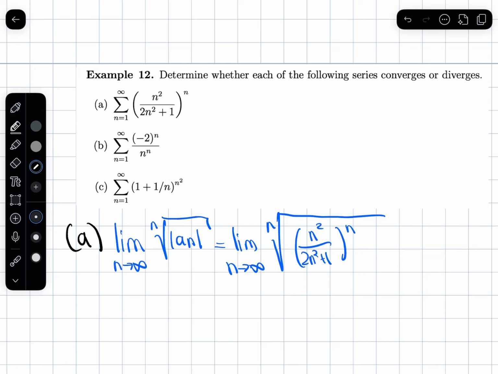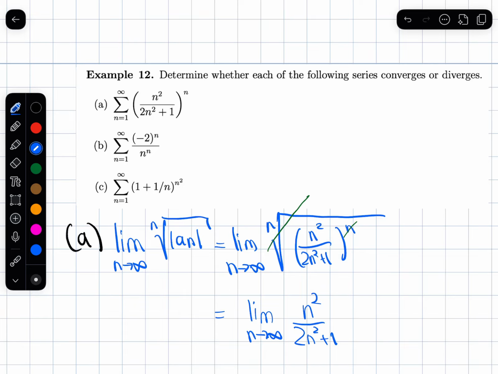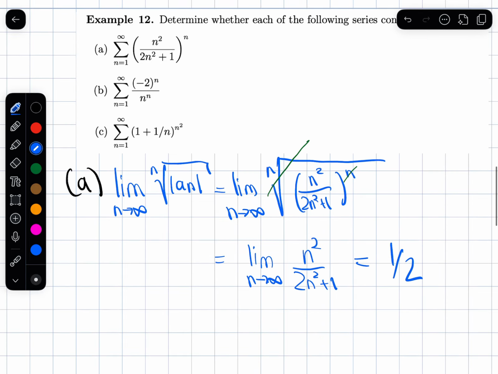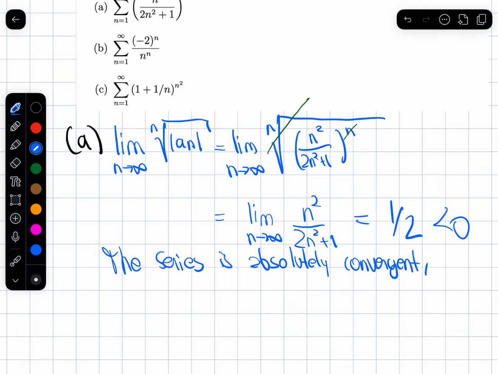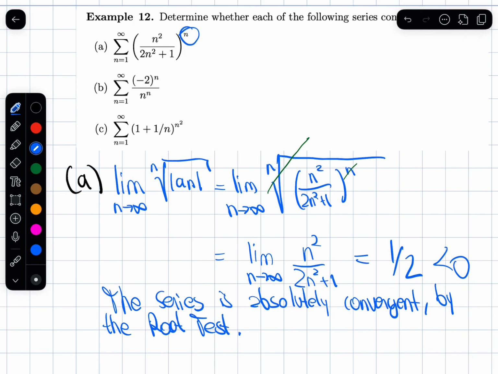The nth root and the n power cancel out. Everything here is positive, there's no issue. And so I'm doing this limit. I can show my work by dividing by n squared, but I know this is 1/2. And so this is less than 1. So that means the series is absolutely convergent by the root test. So you can see the trick was getting rid of this n.